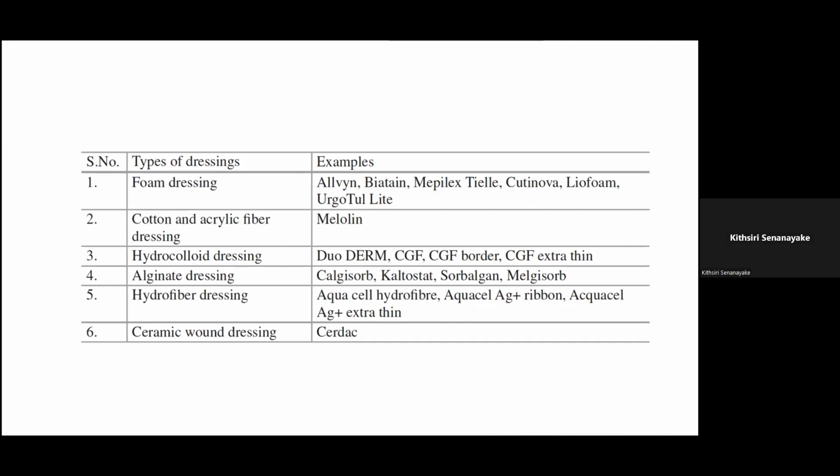So these types of dressing can be used for highly exudating wounds, right? Foam dressing, which I have already described, cotton, that is the gauze, hydrocolloid dressings, alginate dressing, hydrofiber dressings, and also I didn't discuss the ceramic wound dressings. Ceramic tiny particles absorb the exudate, and they do not cause any chemical reaction with the tissues or the tissue fluids.